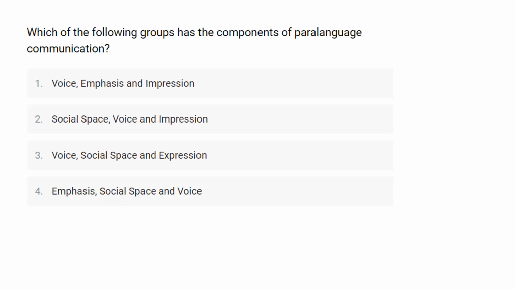Which of the following groups is the component of paralanguage communication? In this question they ask which of the following groups is the component of paralanguage communication, for which the first option is voice, emphasis and impression, the second is social space, voice and impression, the third is voice, social space and expression, and the last is emphasis, social space and voice. Communication is defined as a process of passing information and understanding from one person to another. Communication is divided into two types, verbal and non-verbal, and there are 8 different types of non-verbal communication. That is social space, time, physical characteristics, body movement, touch, paralanguage, artifacts, and environment. Voice, emphasis and impression is the correct answer for this question.